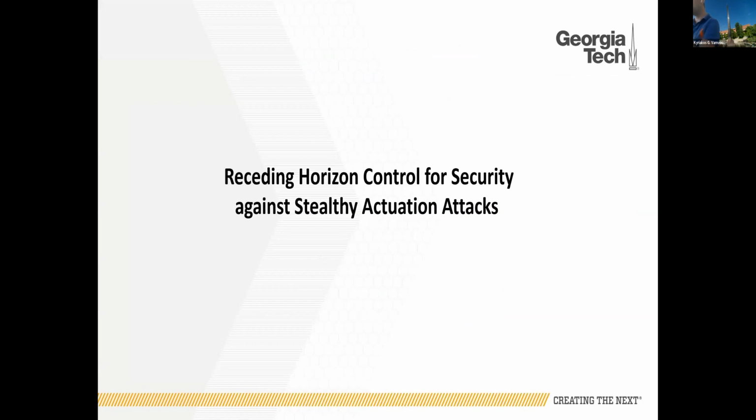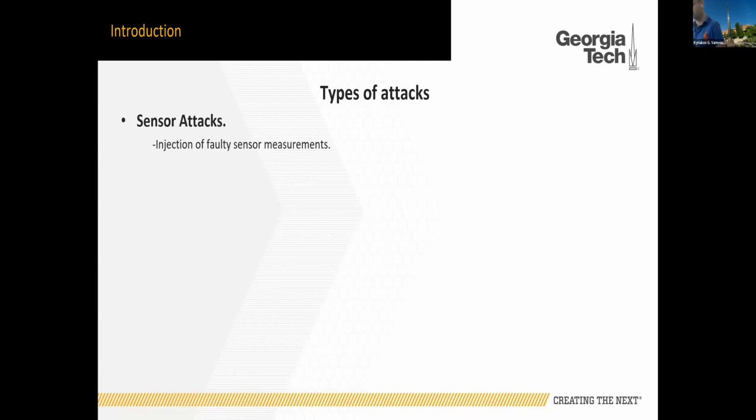Okay, so the first idea that I will describe is how we can develop receding horizon control for security against stealthy attacks. So what is stealthy here? Stealthy is when I have an attacker, and the attacker will give me the same output as the unattacked system, and the attacked system will be the same. Okay, let's see what we have.